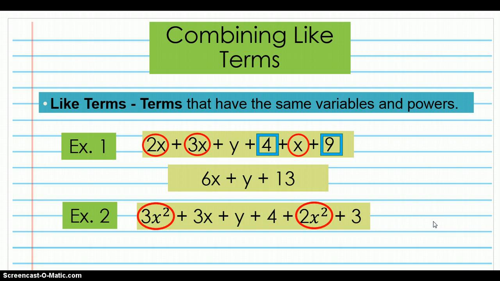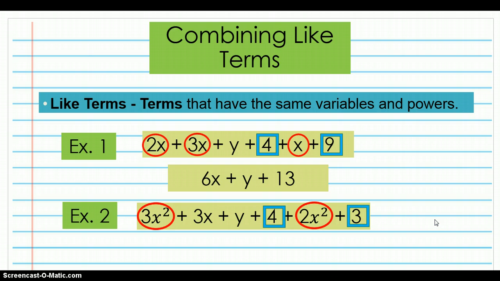I'm going to circle those. I don't have anything else with just an x, so the 3x stays by itself. I don't have anything else with the y, so the y stays by itself. I have a 4, which is a number, and I also have a 3. So those are like terms. I'm going to put squares around them.